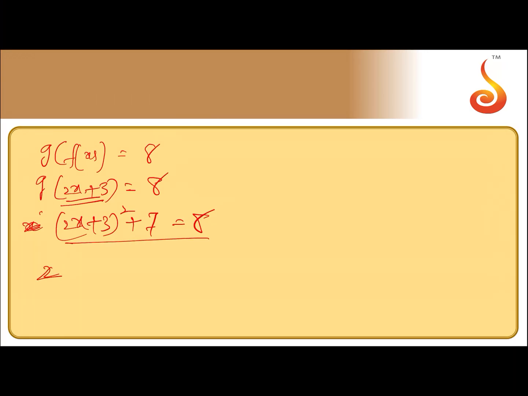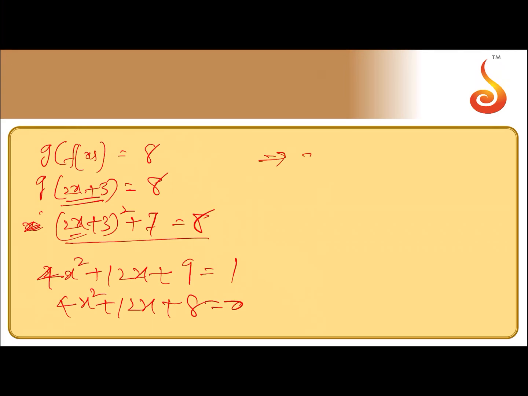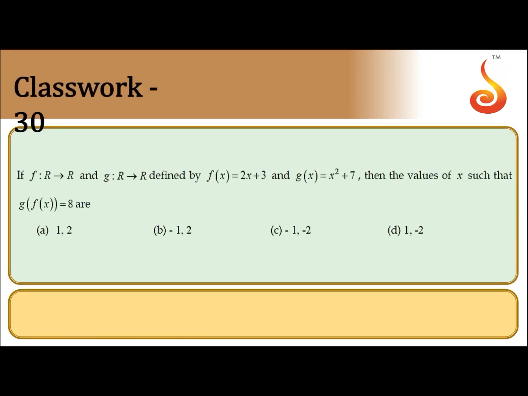Now this is a quadratic equation. Now we can simplify: 4x square plus 12x plus 9 is equal to 1. So 4x square plus 12x plus 8 is equal to 0. Dividing by 4, we get x square plus 3x plus 2 is equal to 0. So x is equal to minus 1 and minus 2 are the results. So therefore x is equal to minus 1, minus 2. So clearly, C is the answer.